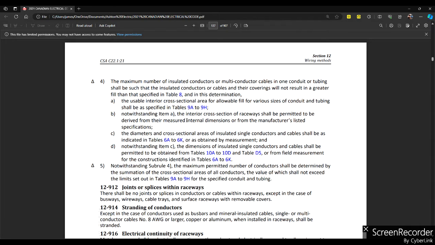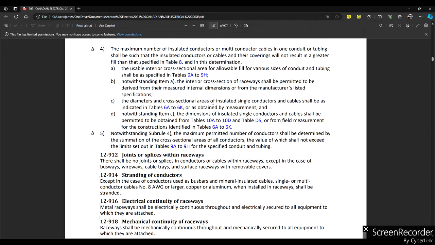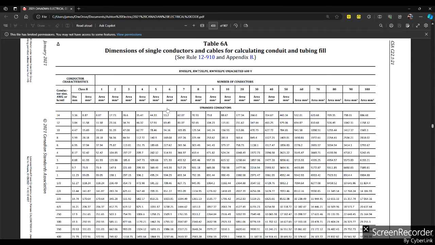If you have a spec sheet from the manufacturer, you could use those values that they provide as well. That's what item B is saying. Item C now talks about the cross-sectional area of insulated single conductors and cables. I kind of showed you a little bit of table 10, but they added tables 6A to 6K over the last couple revisions of the code book. So let's go look at those.